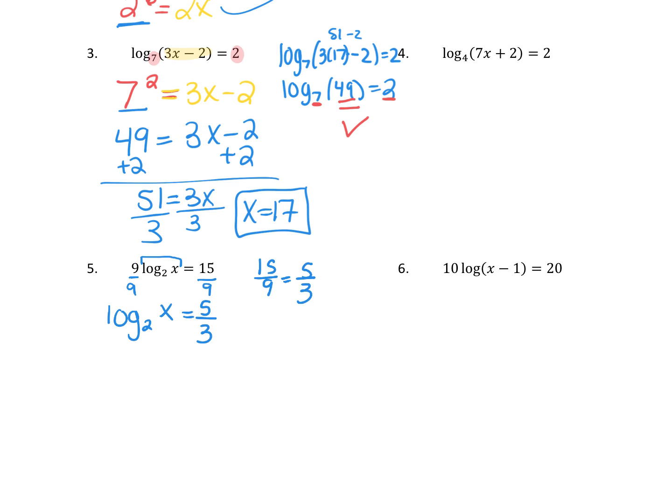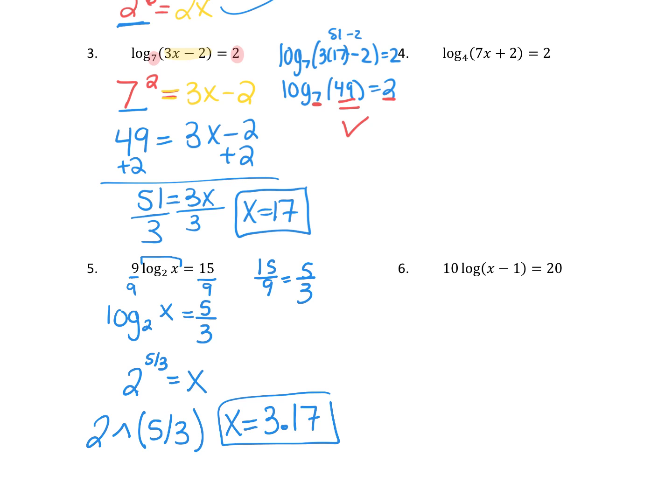So I'm going to do 2 to the 5/3 power is equal to x, and I can just do that in my calculator. Make sure when you're entering it in your calculator and you're using the caret, you put that fraction in parentheses. So 2 to the 5/3 power, and I'm going to get that x is 3.17. Now this one's a little bit trickier to check, but if you have a TI calculator, we could just type it in as 9 times log base 2 of 3.17, and it should equal about 15, which it does.